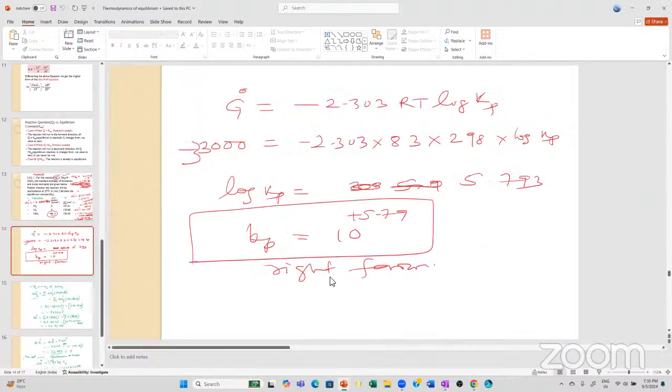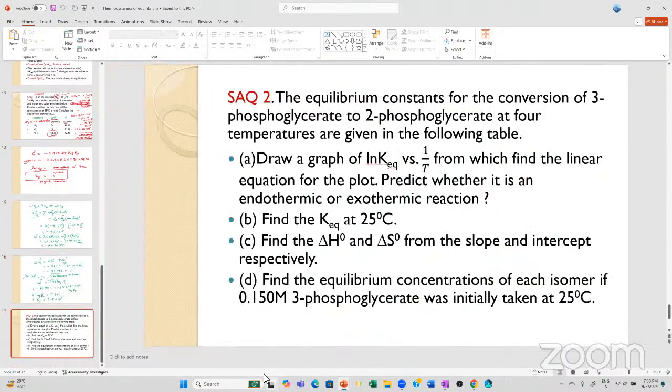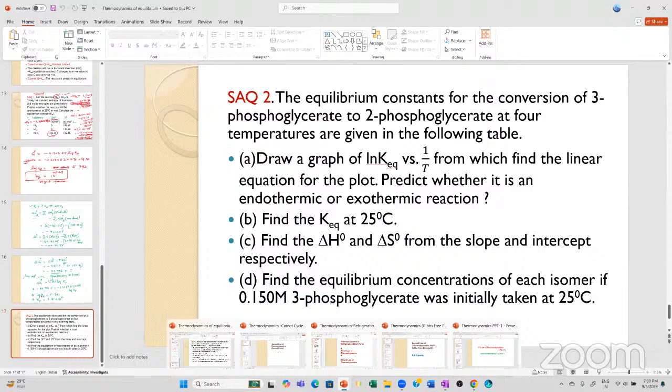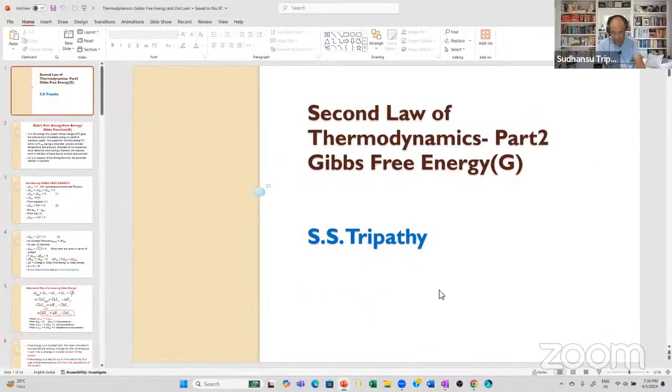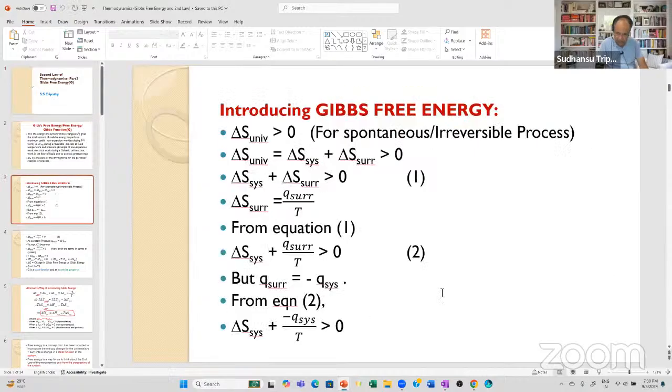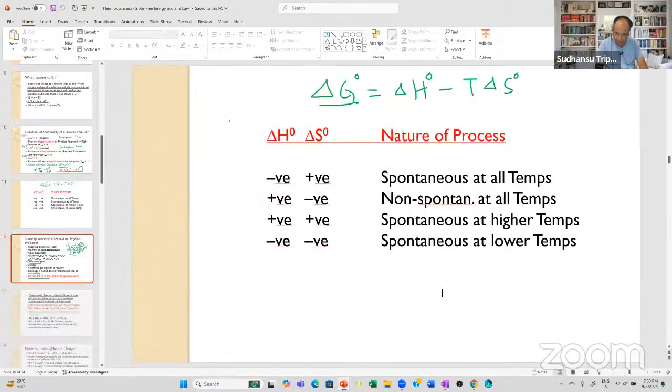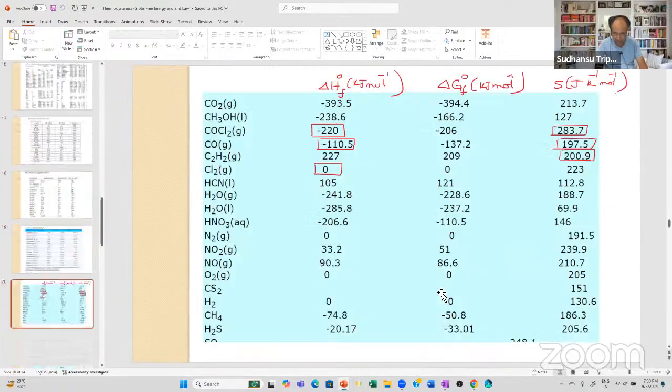Sir, it was from another file. This file? Oh, yeah, yeah, this file.